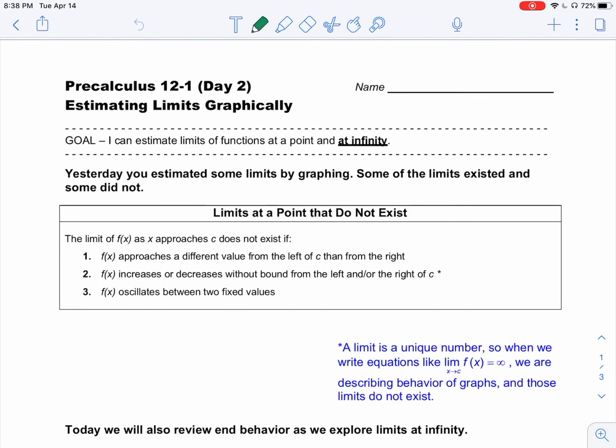All right, we are going to do the second section of 12.1, which this section, both days of it, day one, day two, are all about estimating limits graphically.